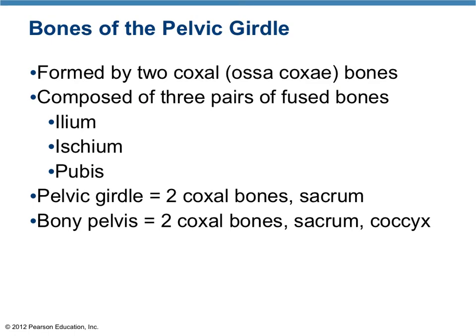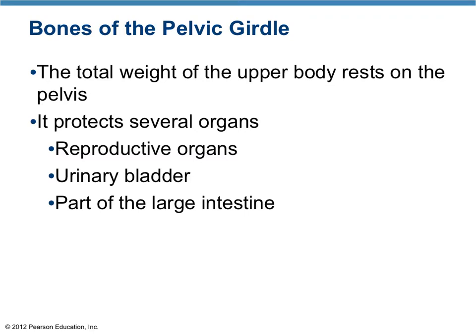Moving on to the pelvic girdle. It's formed by 2 coxal bones, and each bone has 3 fused bones that make up its parts. So they're made up of the ilium, the ischium, and the pubis. The pelvic girdle is made up of those 2 coxal bones and the sacrum, and then the whole entire bony pelvis includes the coxal bones, the sacrum, and also the coccyx. Your pelvis is large and heavy because it does most of your weight bearing. The total weight of your upper body rests on your pelvis, and it also protects several organs, including your reproductive organs, your bladder, and the end of your large intestine.